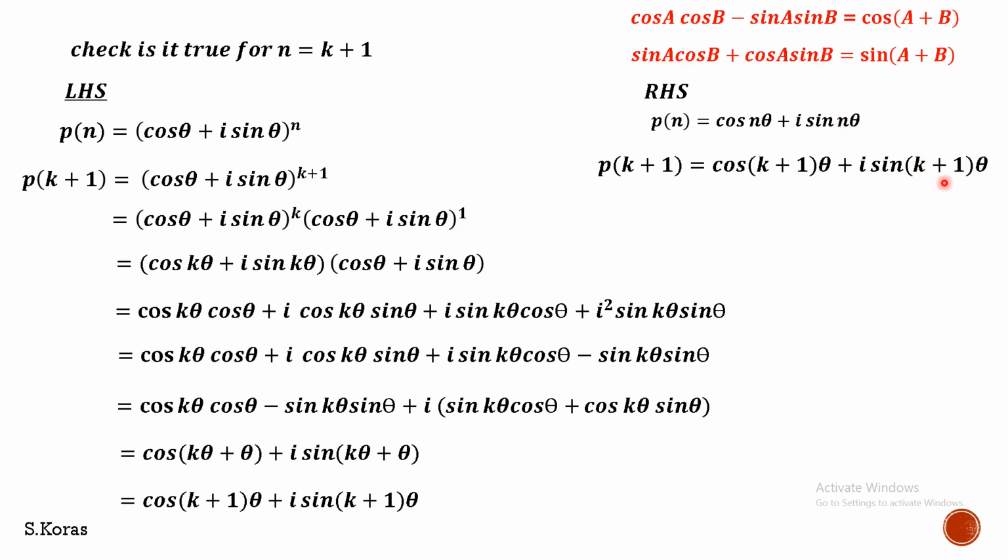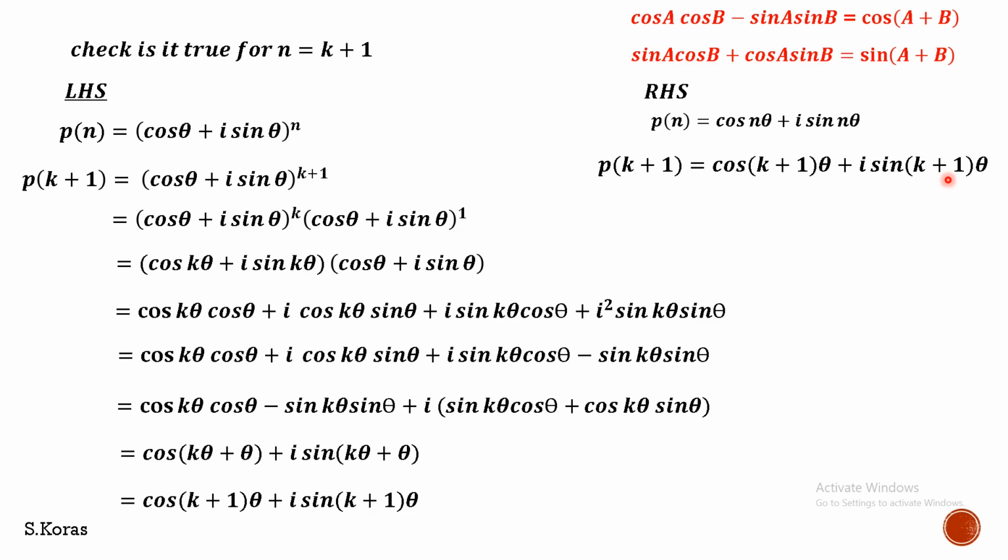So now if you see the left hand side and if you see the right hand side, both are equal to one another. So now it is crystal clear. The left side value and the right side value are equal to one another. So it is true for n is equal to k plus 1.